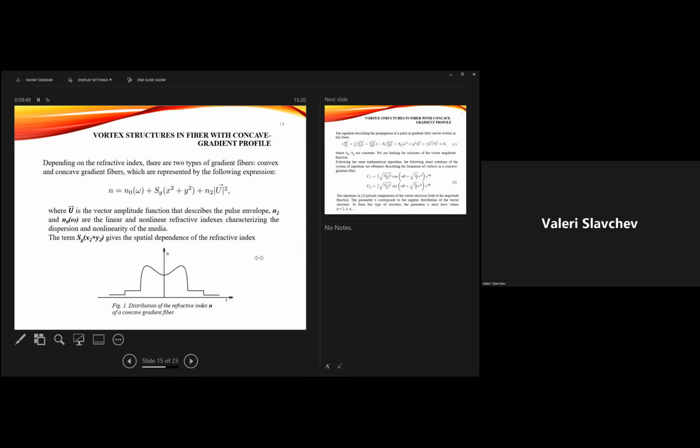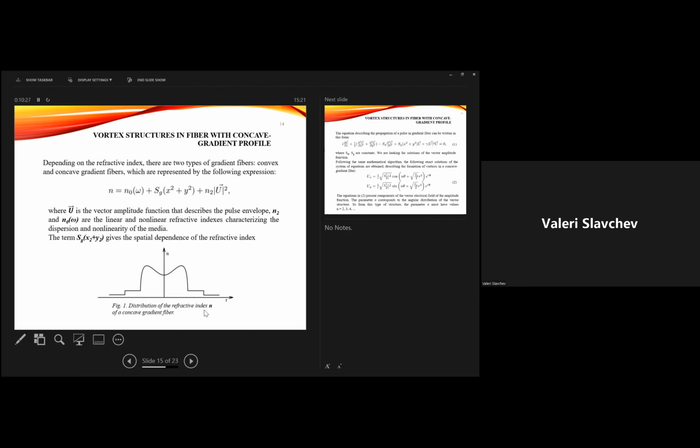Another part of our investigation is about vortex structures which are observed in the fiber with concave gradient. So actually, it depends on the refractive index. There are two types of gradient fibers, convex and concave gradient fibers, which are presented by the following expression, where N2 and N0 are linear and nonlinear refractive indexes characterizing the dispersion nonlinearity of the media. The second expression in the equation gives the spatial dependence of the refractive index.